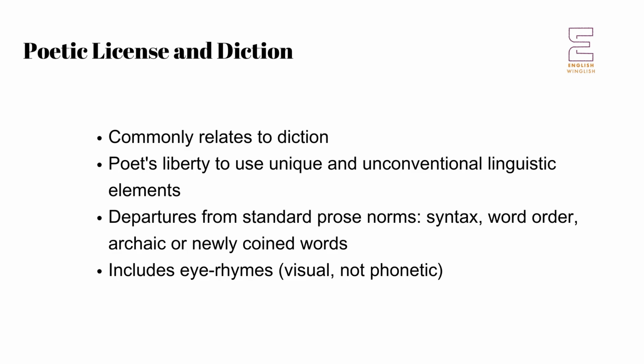Poets may also indulge in eye rhymes, where words appear to rhyme visually but not phonetically. The degree and types of linguistic freedom granted to poets vary across different literary eras. However, the primary criterion for justifying poetic license lies in its success in achieving the intended effect.